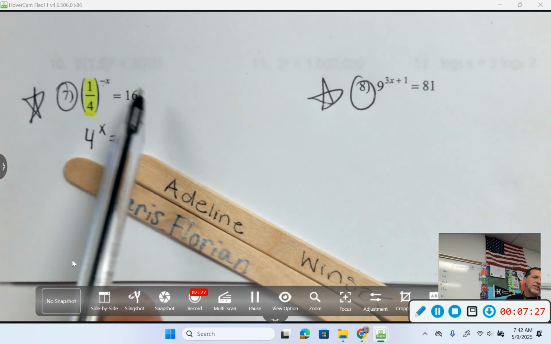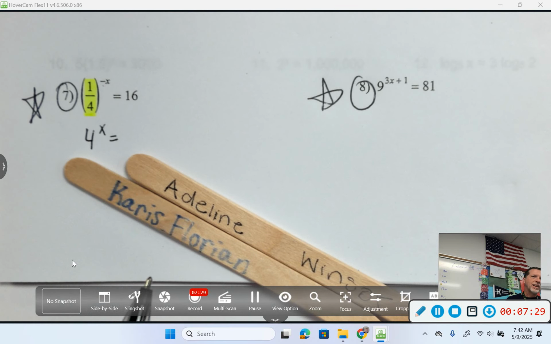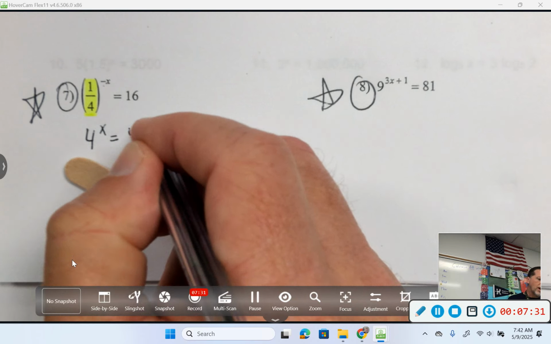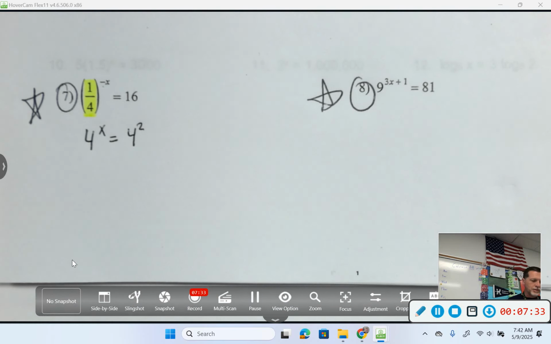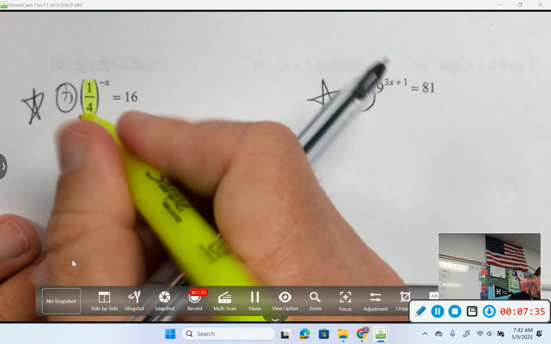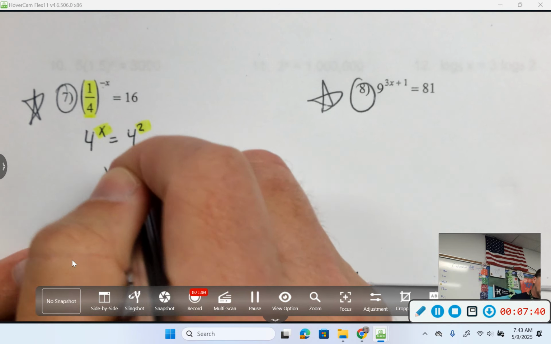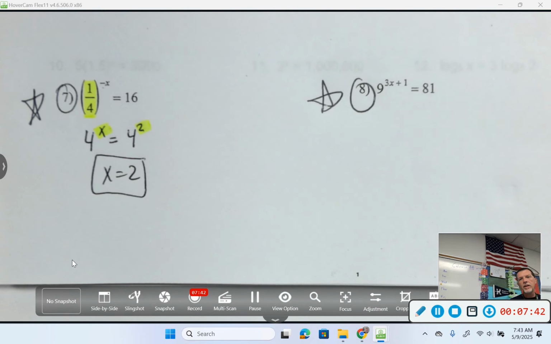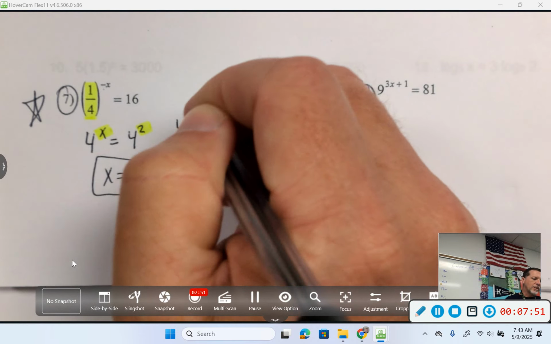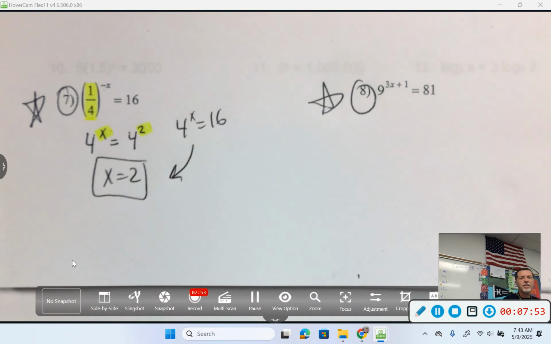Adeline, how about 16? How can I rewrite that? 4 squared, and then this became a really easy problem. If 4 to the x equals 4 to the 2, well, I'm pretty sure x has to be 2. Just seeing 4 to the x equals 16, I would think that's obvious enough to be like, oh, it's got to be 2. Definitely.